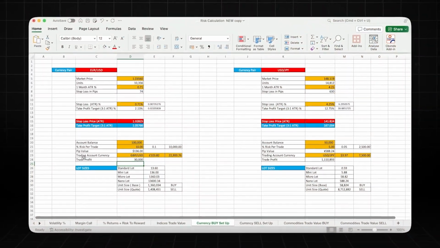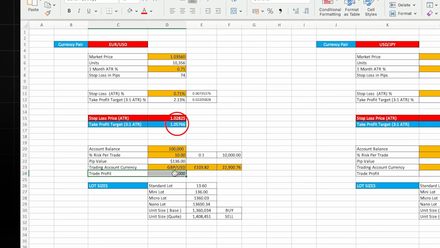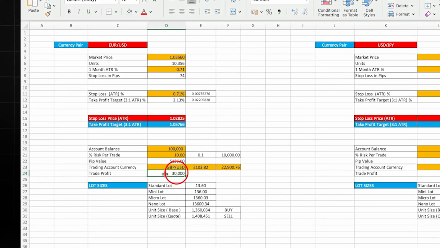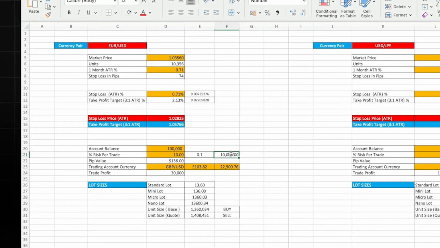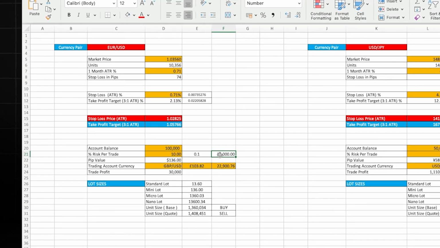and that's why you keep blowing your trading account, okay? Now, notice how our take profit, if it hits our price of 105,766, we're gonna make $30,000 on this trade, okay? Which is, again, a 3-to-1 risk to reward for how much we're willing to risk, okay?